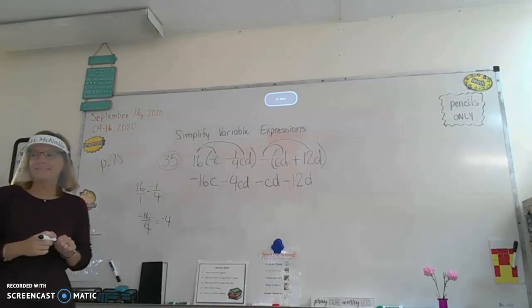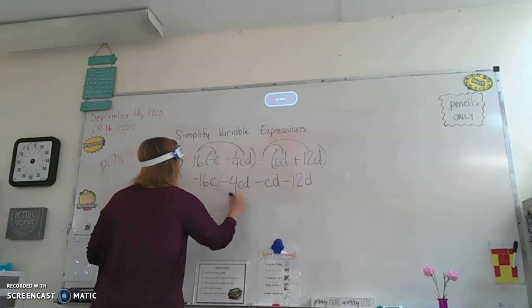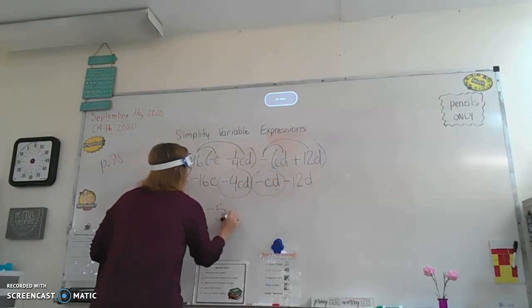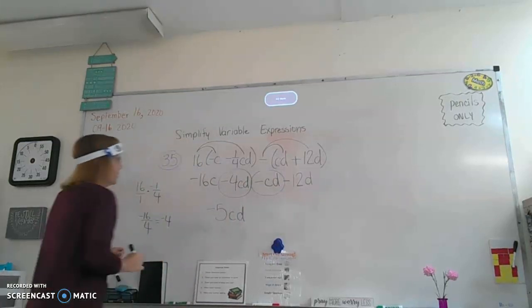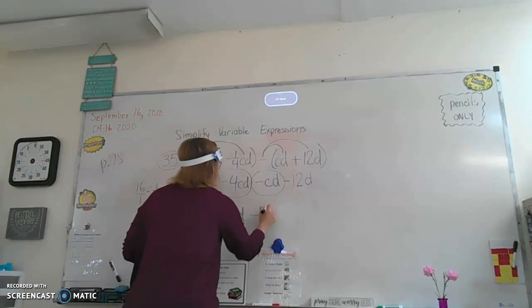So CDs are like terms. So negative 5 CD. Good. And then bring down everything else because there's no more like terms.